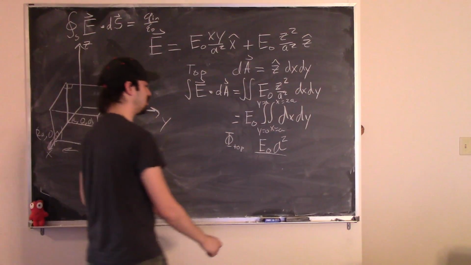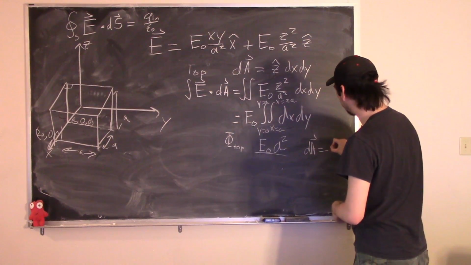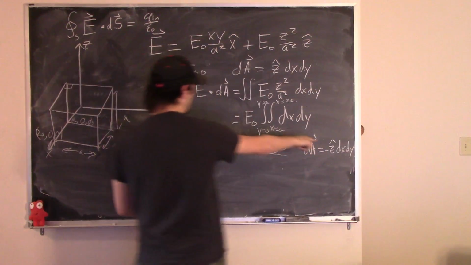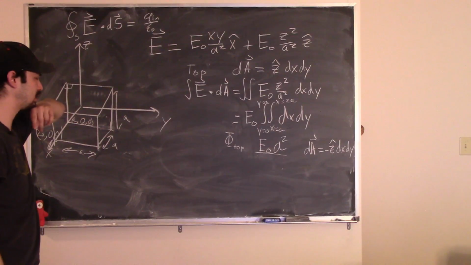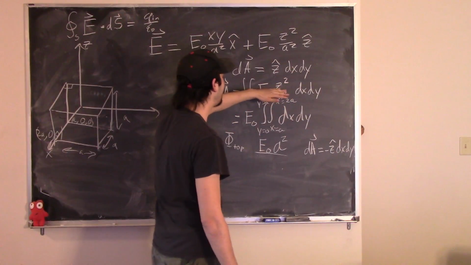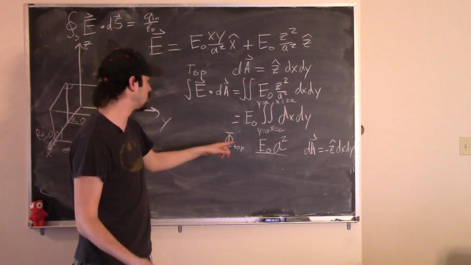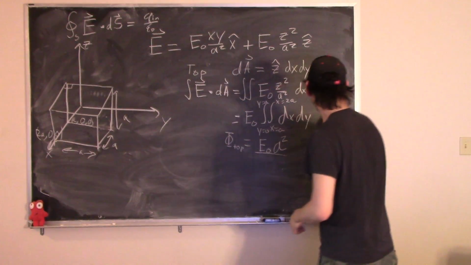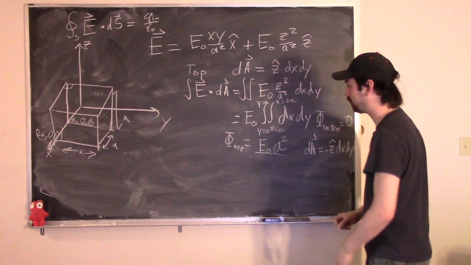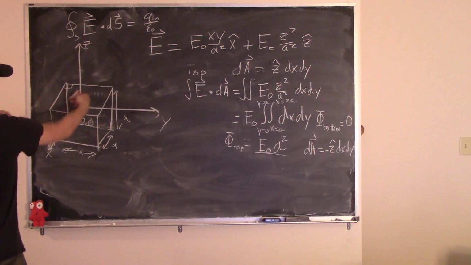Okay. Now let's quickly look at what the flux out of the bottom is going to be. It's going to look very similar to this. Our dA is just going to be minus z hat dx dy. And so we could do this dot product. I'm not going to write the whole thing here because there's something interesting that happens. When we're evaluating this electric field at z is equal to 0, we see that the electric field is itself 0. And so that says that phi bottom is equal to 0. Okay. Now let's look at the other two faces that we need to consider, the back and the front.